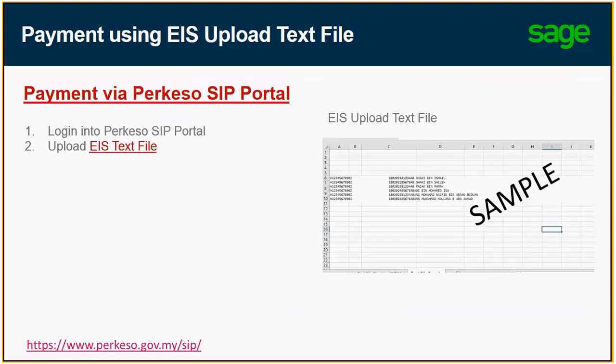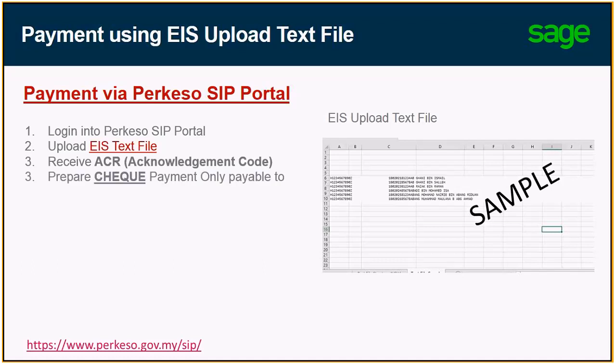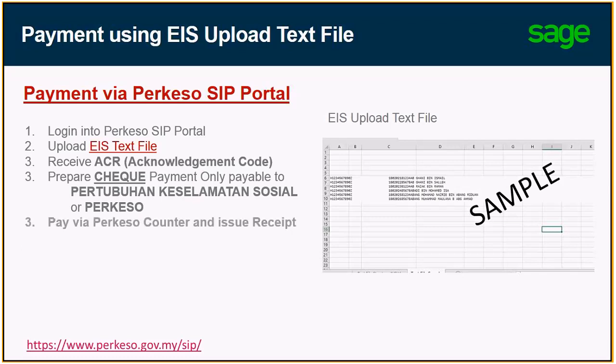Then you upload this EIS text file containing the employee names and contributions. Once you have uploaded, you receive an acknowledgement code. With the acknowledgement code, you prepare a check, only a check acceptable to the SOXO counter and payable to Perkasa or Pertubuhan Keselamatan Sosial, and then you tell them the acknowledgement code and they issue the receipt. Same thing, bank transfer and internet are not available, even via the SIP portal at the moment.